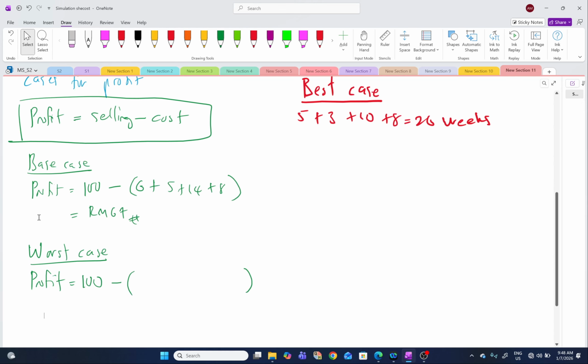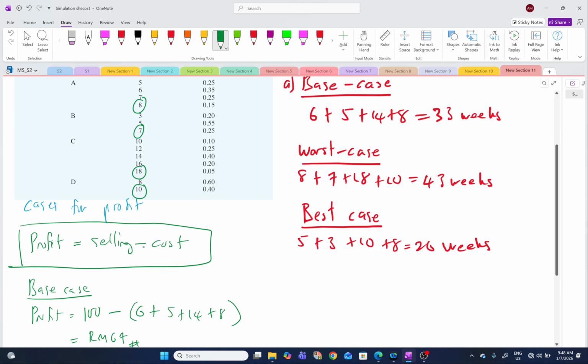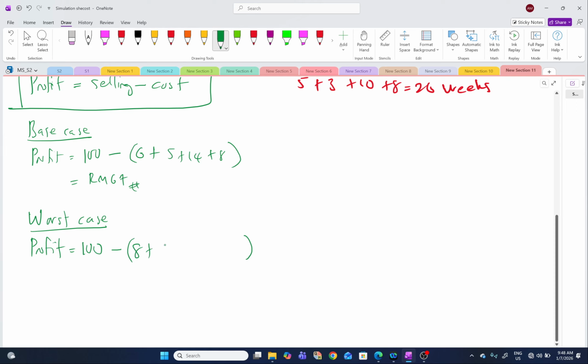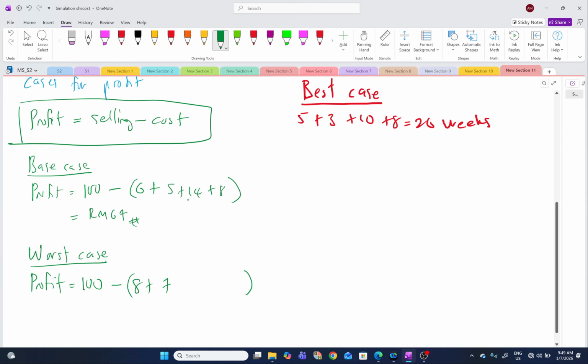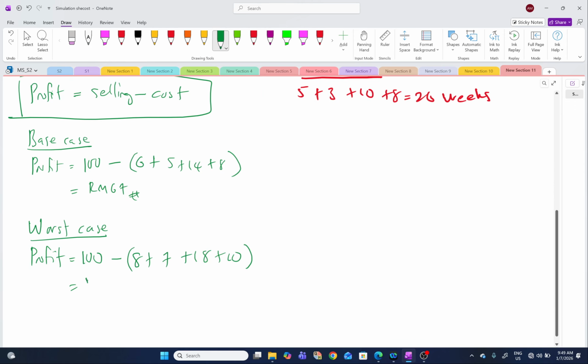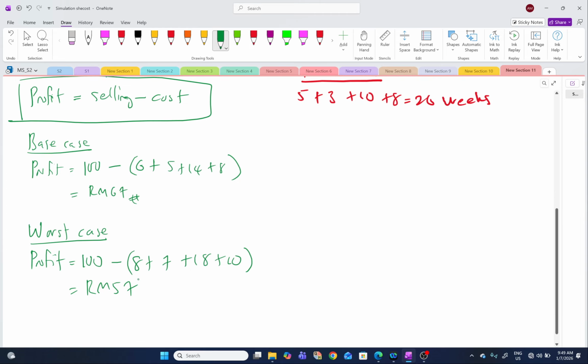Okay, so worst case ni kita ambil cost yang tinggi 8, 7, minus from the highest cost. This is the lowest profit you will get.